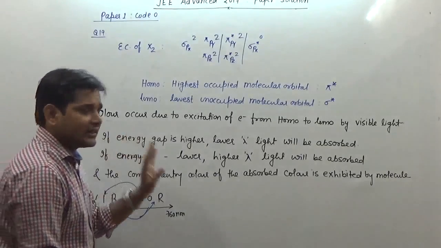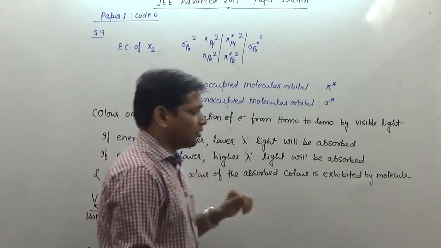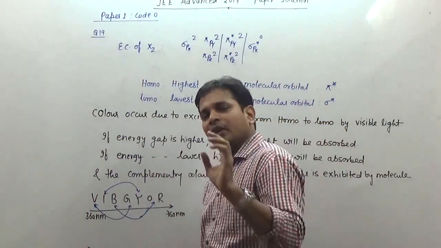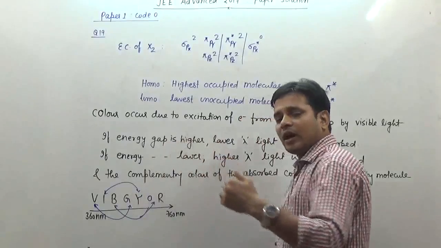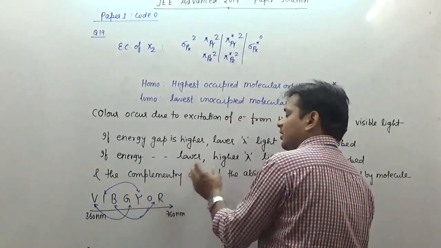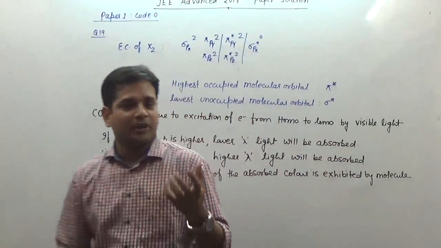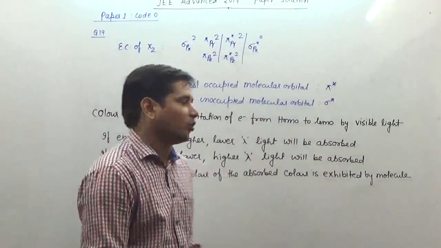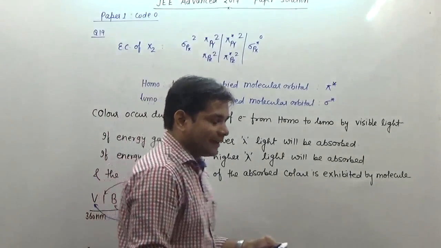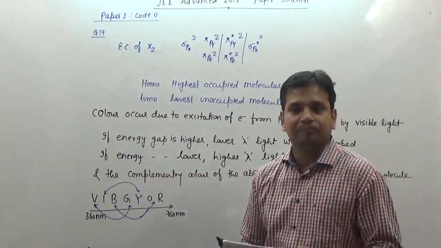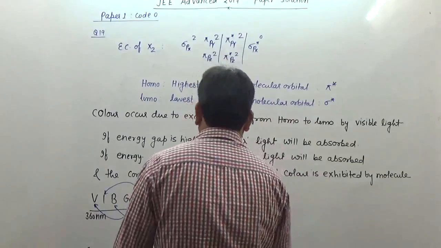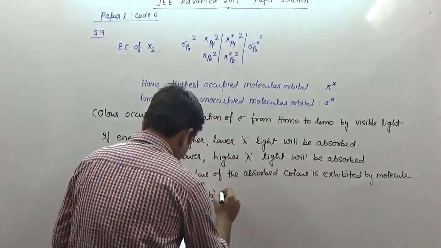So you can easily see that as we move down the group, the color is changing from yellow to violet. It means that as we move down the group, higher lambda are absorbed, and higher lambda will be absorbed when the energy gap is lower, because higher lambda means lower energy of photon. So this is the correct option B, which tells that there is a decrease in HOMO-LUMO gap down the group. B option is the correct option.